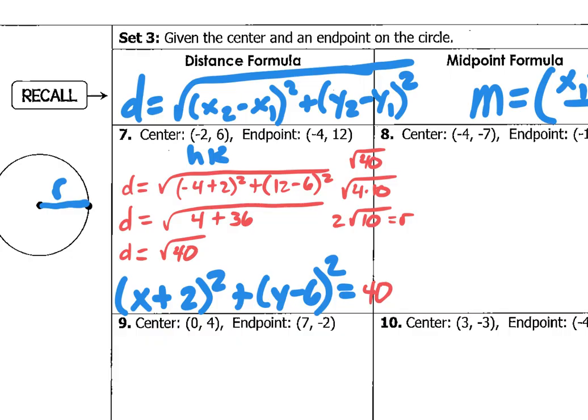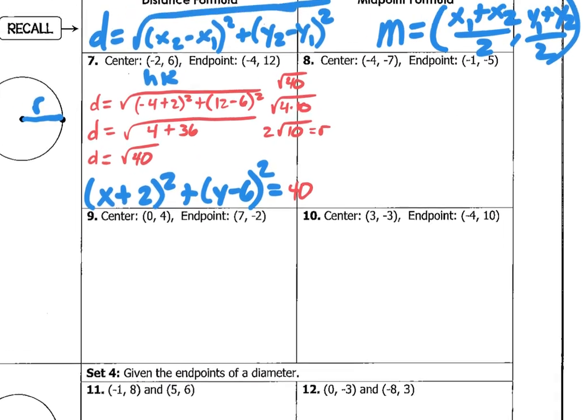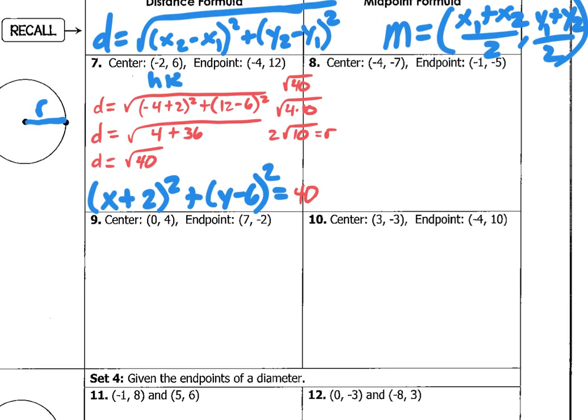Okay, all of these are the same problem. They give you a center, they give you an endpoint, so these essentially are all the same thing. But if they give me the center, I know the h and k, I just have to find the radius. So I don't think we really need to do another one of those. You guys feel pretty good about that? Just applying the distance formula.